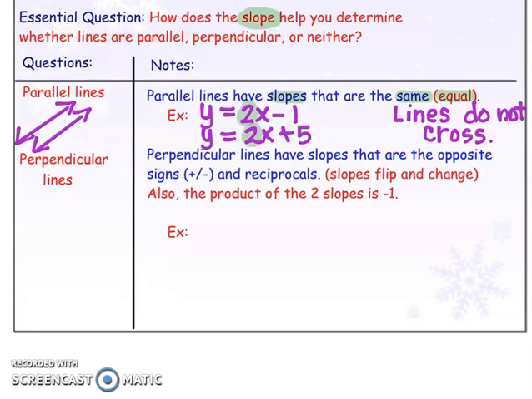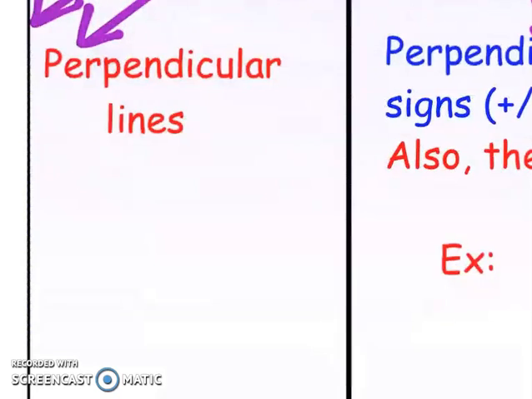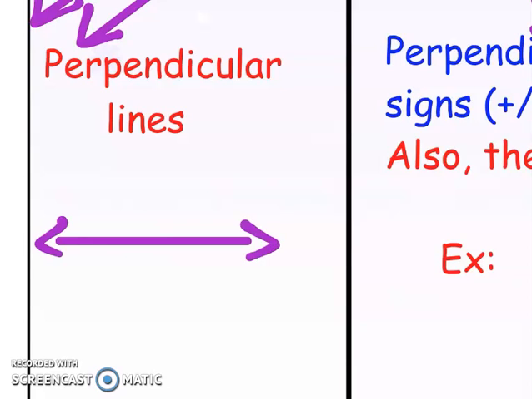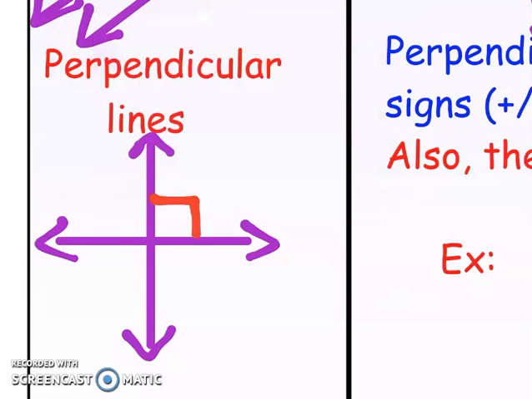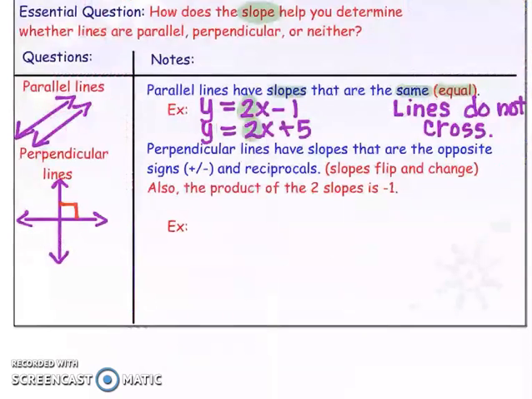All right, now perpendicular lines, these are a little bit trickier to work with. I know that you are familiar with perpendicular lines as well because they're very common. Perpendicular lines are lines that intersect at 90-degree angles. So they intersect at right angles. So not only do they cross, but they cross at right angles.